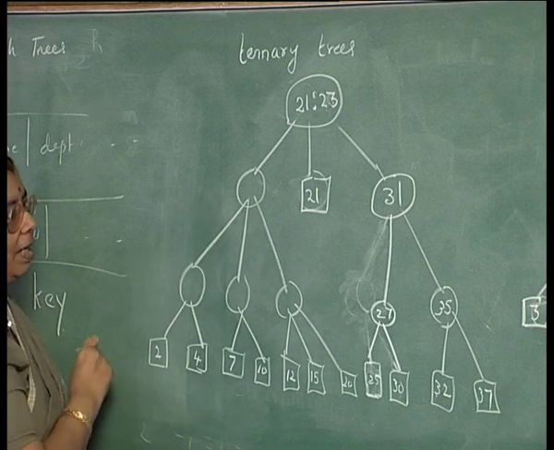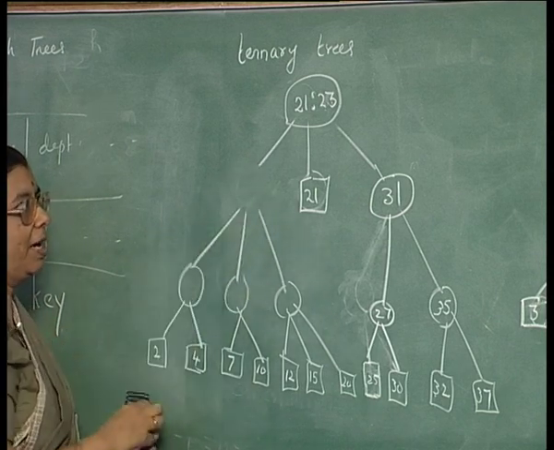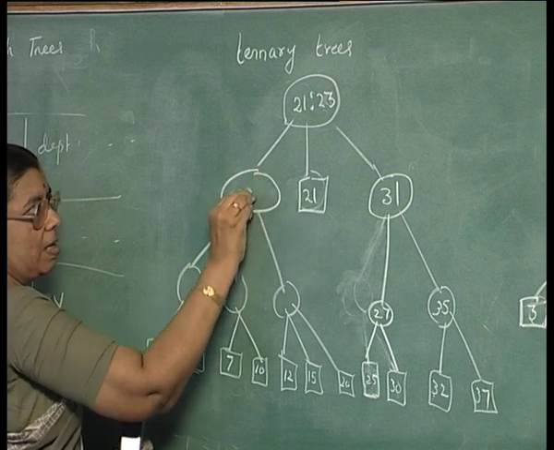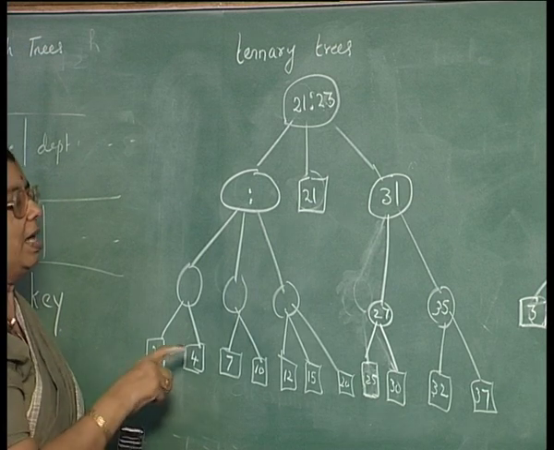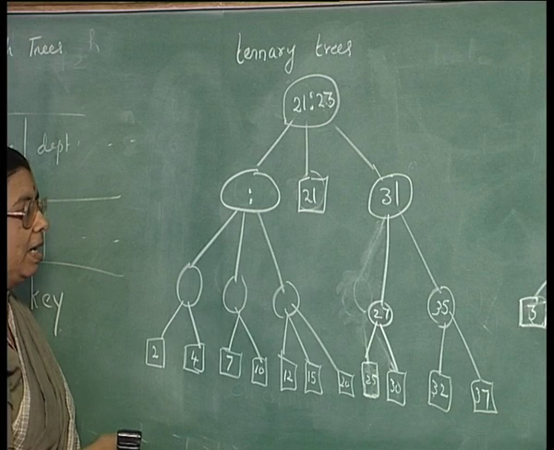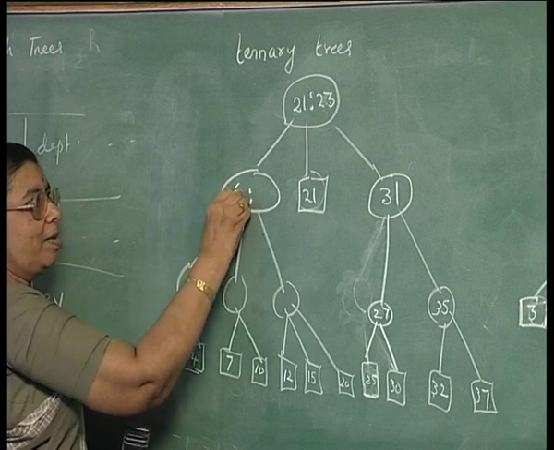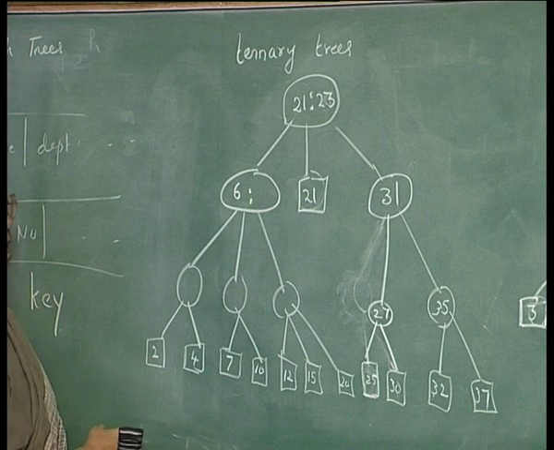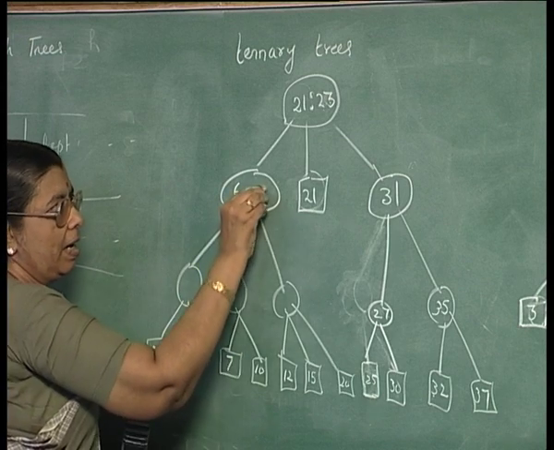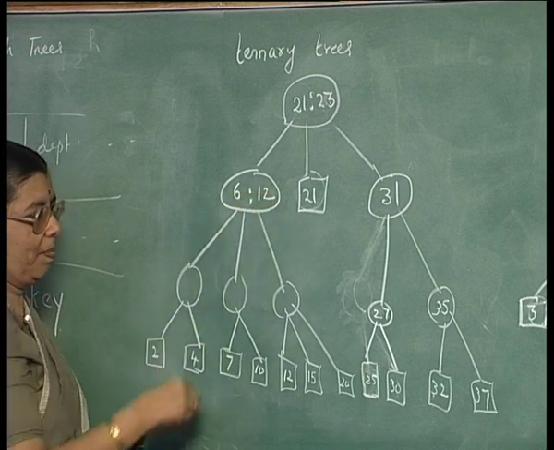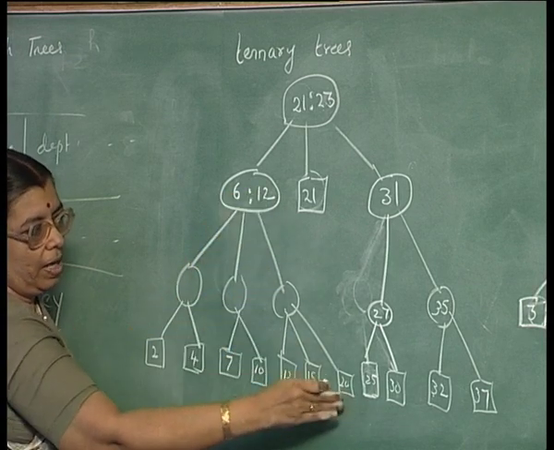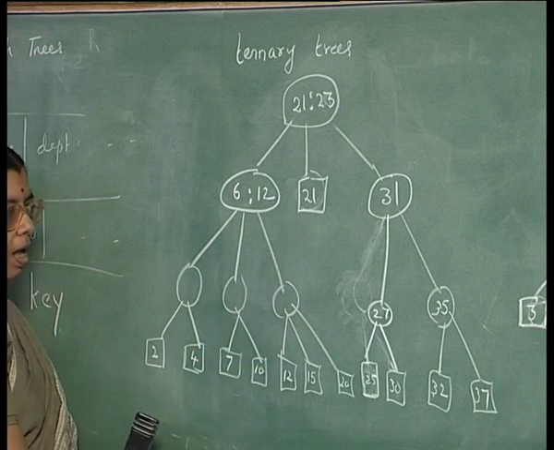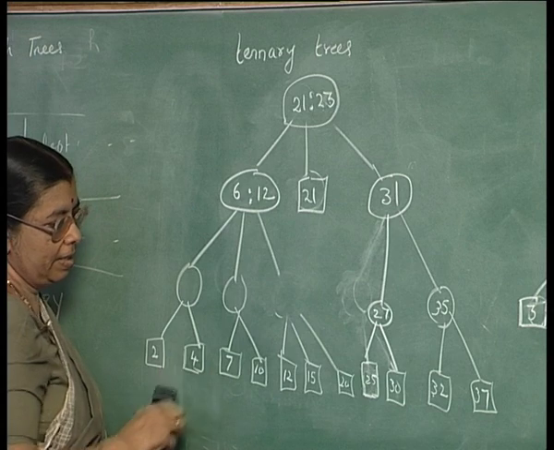Now, this has got 3 sons, so there should be 2 discriminating values here, and the middle subtree contains 7 and 10. So, I can have something like 6 here. So, all values greater than or equal to 6, but less than, say, 12 go to this subtree, and all values greater than or equal to 12 go to the right subtree. Now, look at this, this again has got 3 sons.